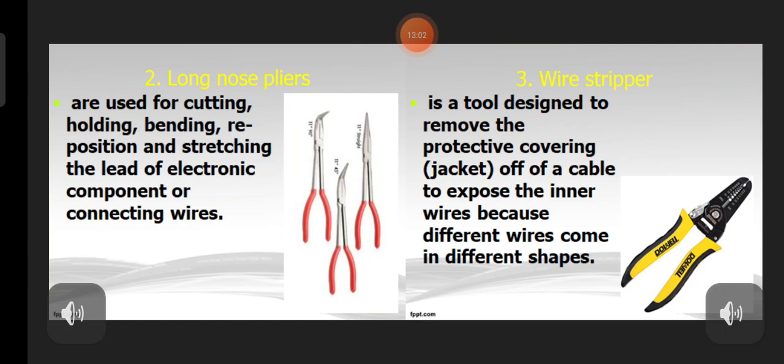Wire stripper is another example of pliers, which is a tool designed to remove the protective covering, or what we call the jacket, of a cable to expose the inner wires, because different wires come in different shapes. There are dozens of different wire strippers available in the market. To use a wire stripper, place a wire between the blade and the holder. Then, rotate the stripper around the cable until the cable jacket can be pulled off.